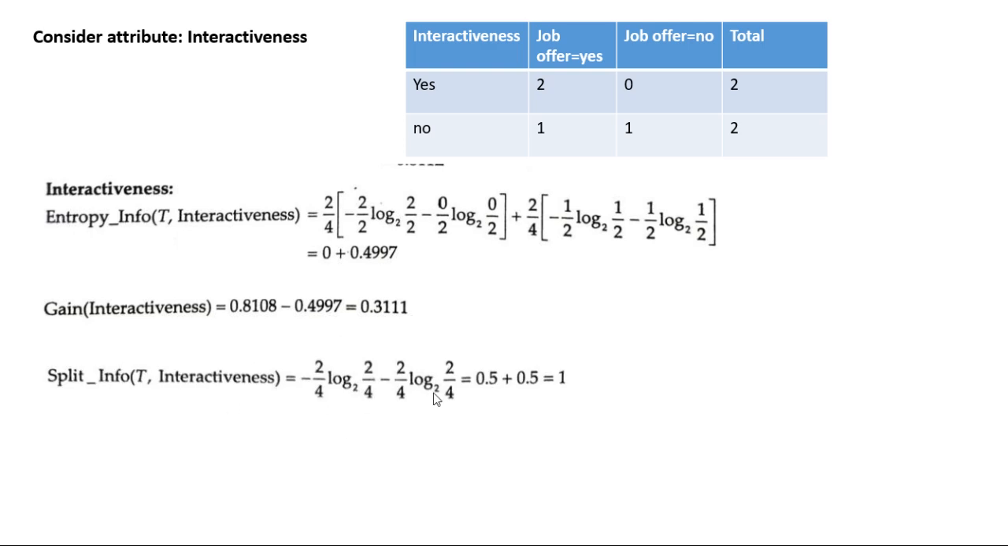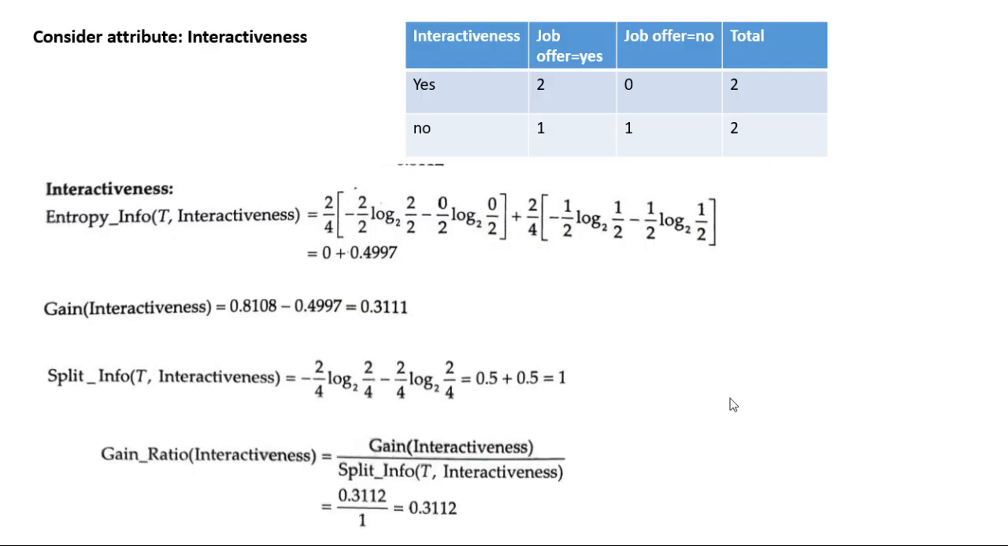Now again find the split info. The formula is the same formula, minus 2 by 4 log 2 by 4 to the base 2, minus 2 by 4 log 2 by 4 to the base 2. Again find the gain ratio. Gain ratio is nothing but this quantity divided by this quantity. So finally what is very important for the decision is the gain ratio. For this attribute I am getting the gain ratio as 0.3112, which I will finally use for taking the decision.